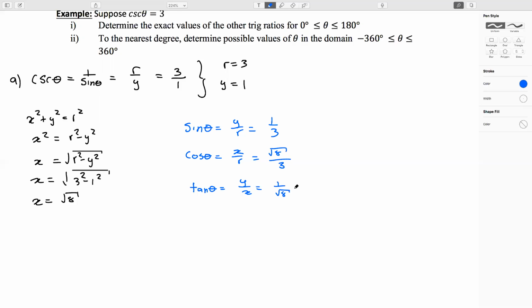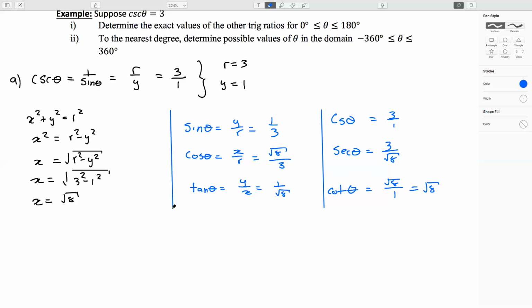Okay. For the next 3, let's just do what I talked about last time. The reciprocal of sine is cosecant. So we just flip this. This equals 3 over 1. The reciprocal of cos is secant. So we just flip cos, 3 over root 8. And the reciprocal of tan is cotangent. So cotan theta is root 8 over 1, which is just root 8. So there we go. There's question A. We've got all of our trig ratios.